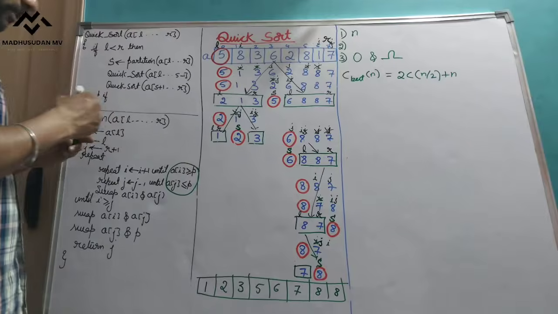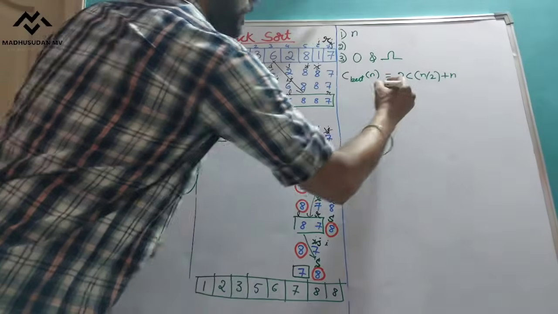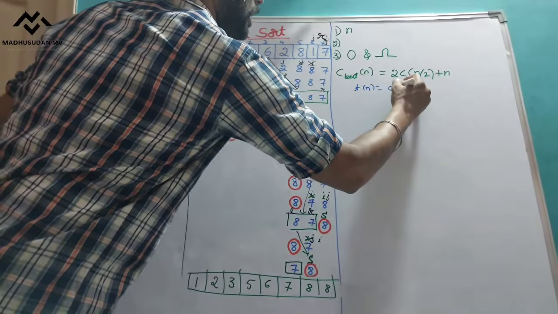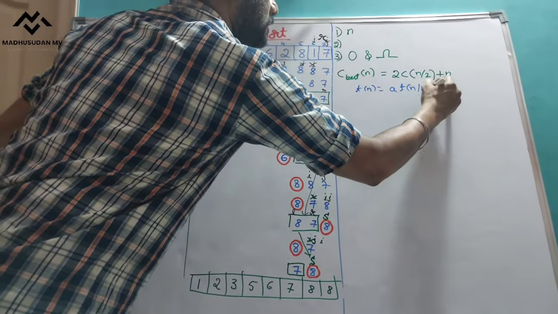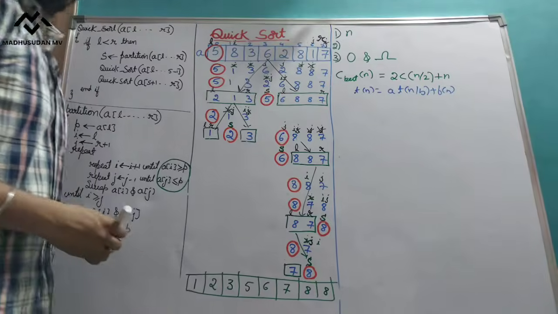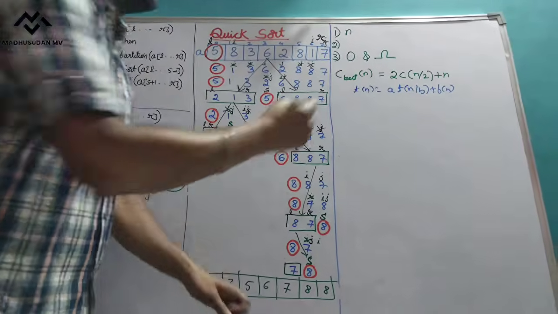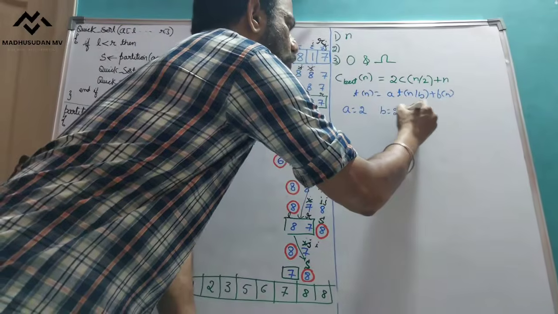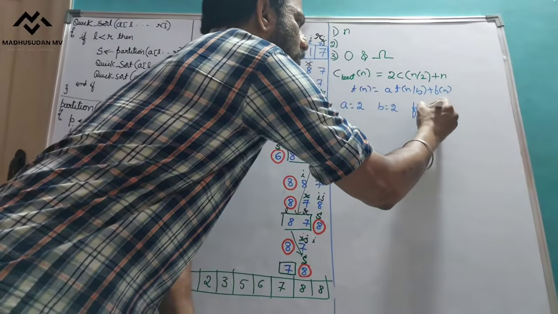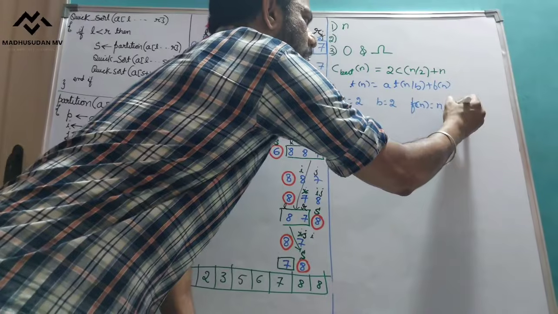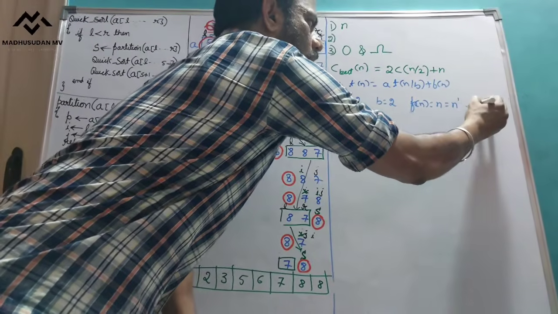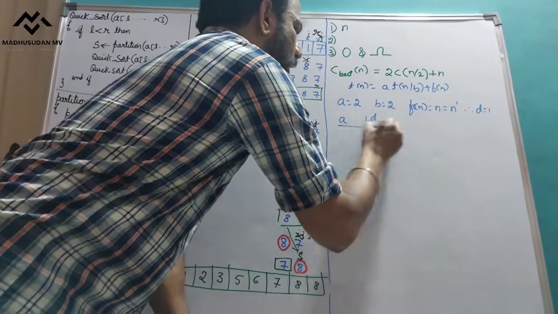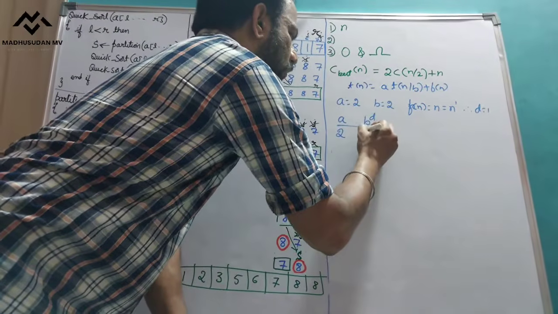Now here we know the value of a. T of n is equal to a into T of n by b plus f of n, the general recurrence equation of the divide and conquer technique. So we come to a is equal to 2, b is equal to 2, and f of n is equal to n. This can be written as n to the power of d, n to the power of 1 only. So d is equal to 1. I know a, and I know b to the power of d. So a is 2, b to the power of d is 2.